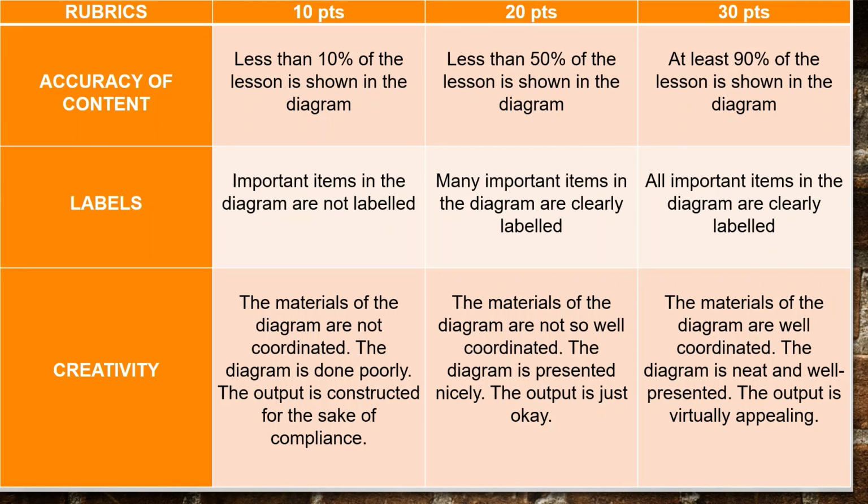And for creativity, 10 points if the materials of the diagram are not coordinated, the diagram is done poorly, and the output is constructed for the sake of compliance. 20 points if the materials of the diagram are not so well coordinated, the diagram is presented nicely, the output is just okay. And 30 points if the materials of the diagram are well coordinated, the diagram is neat and well presented, and the output is visually appealing. So the highest score for this output is 100%.